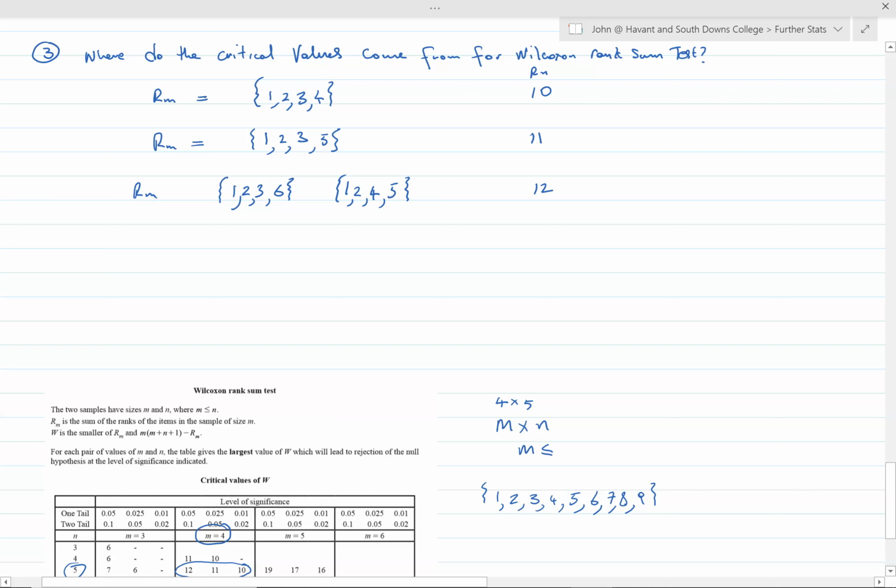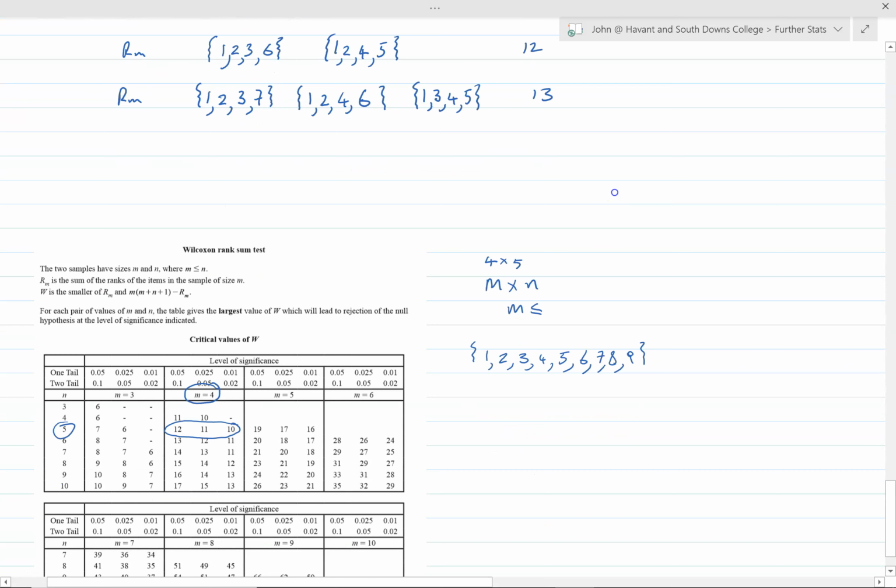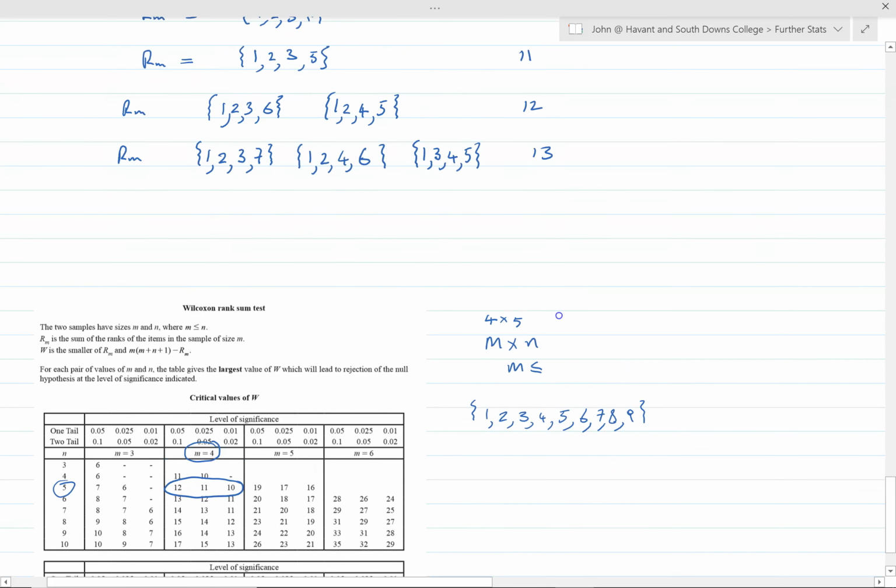Now we can also list the arrangements that give us an RM value of 13, and we can see that there are just 3 of them. I'm just going that far because that's as far as the critical values that we're looking for, and one more.